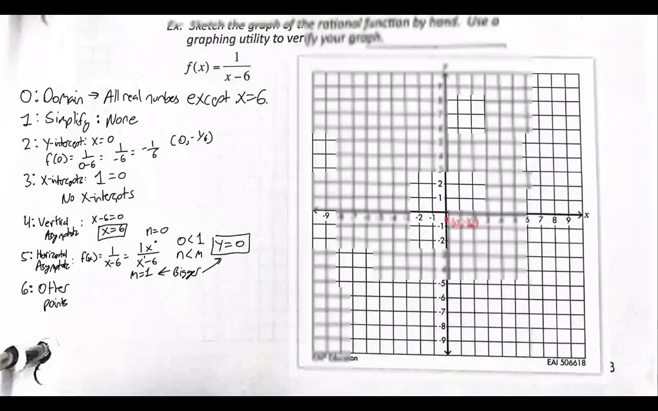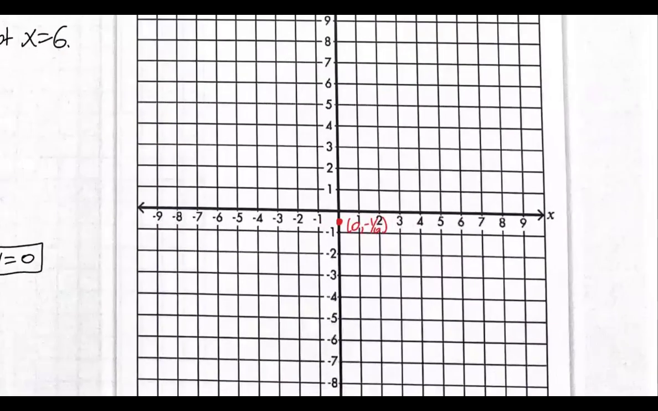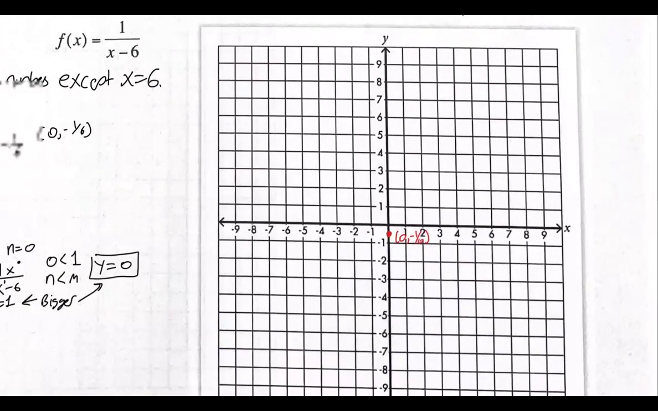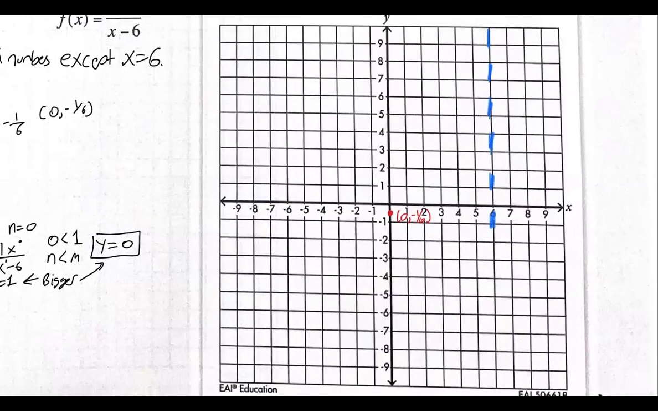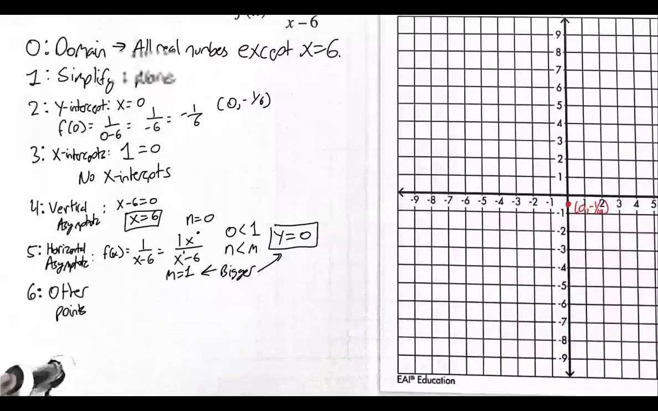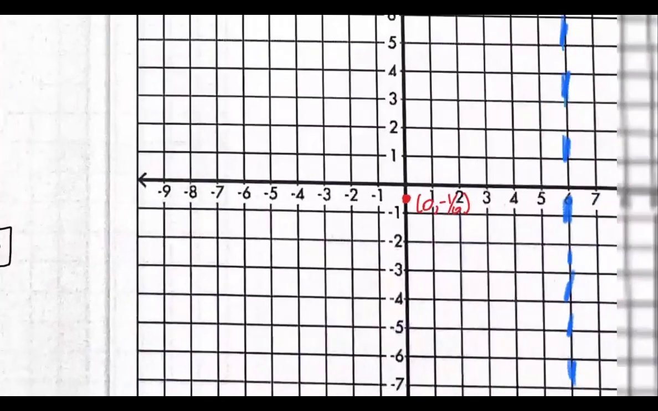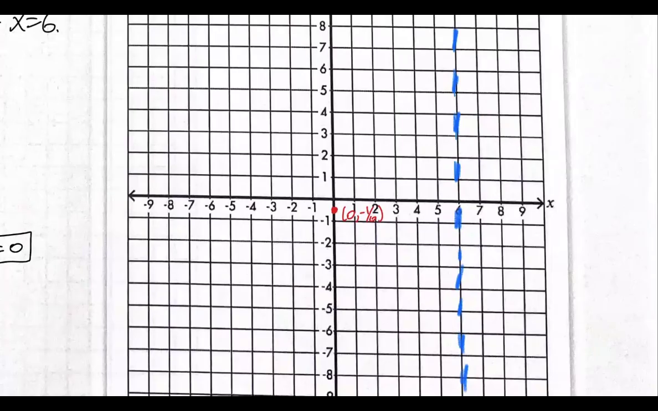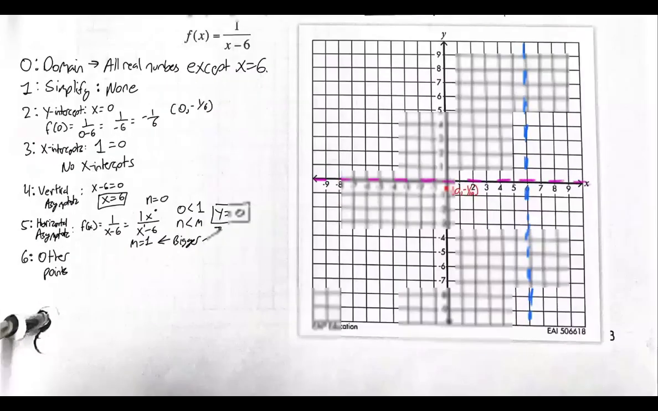It has no x-intercept, but has a vertical asymptote at x equals 6. So at x equals 6, we'll put dashed lines. Let me do that a little bit better. x equals 6, dashed lines. That means we have a boundary right there. We have a horizontal asymptote at y equals 0, so that means we're going to have a dashed line, a boundary. And then that's pretty much it.